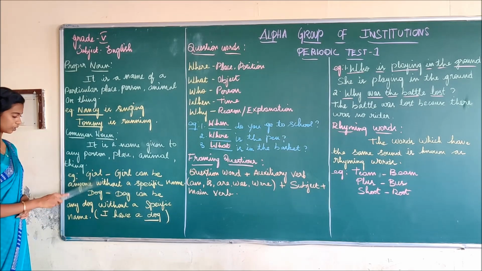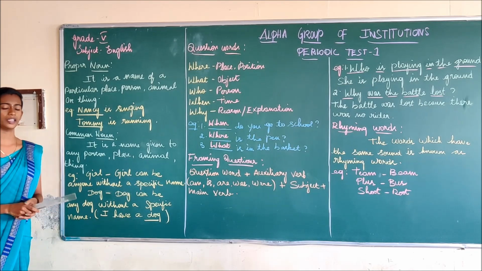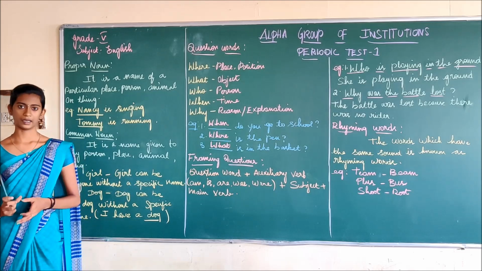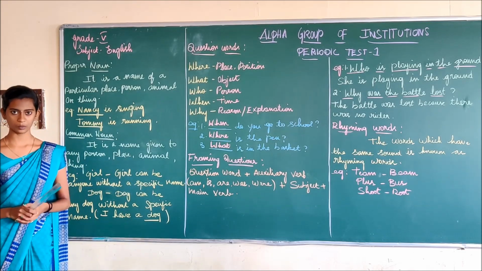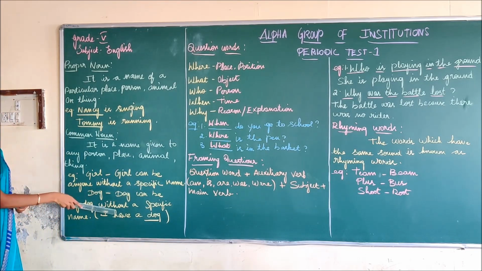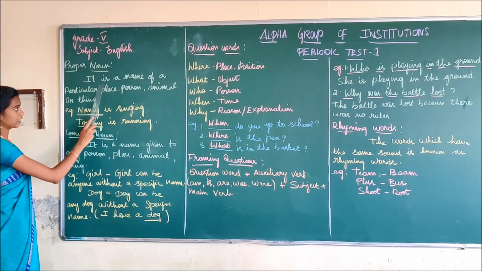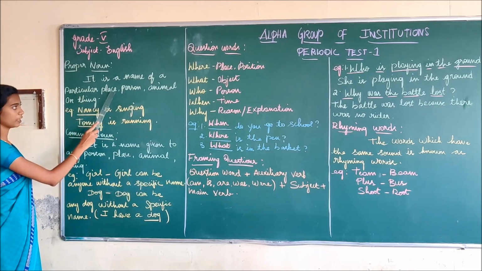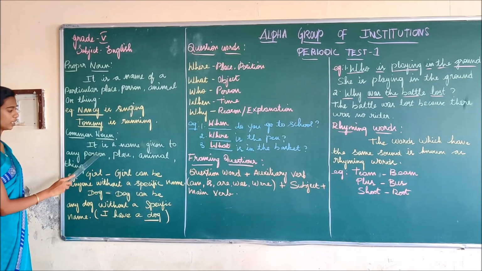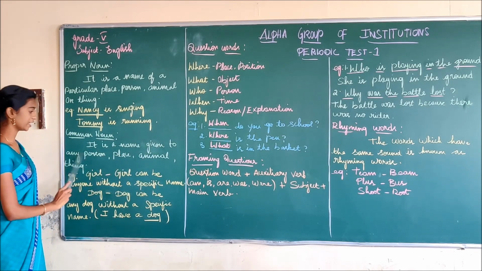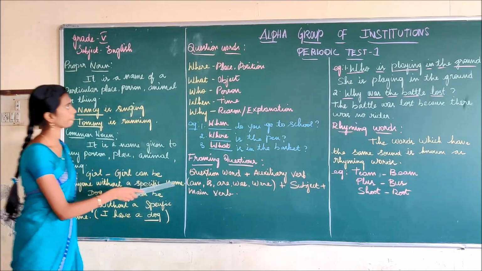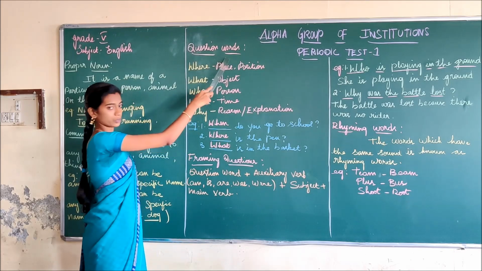Example, girl, dog. So in your test, they will give one sentence with a word that is underlined. So you have to guess whether the underlined word is a common noun or a proper noun. Have you understood this? Proper noun. It is a name of a particular place, person, animal or thing. Common noun. It is a name given to any person, place, animal or thing. Shall we go to the question words?